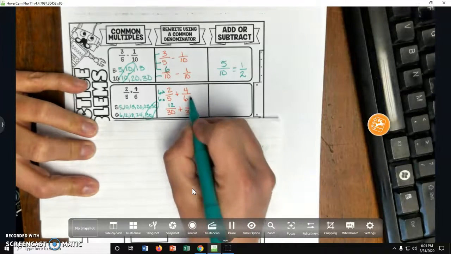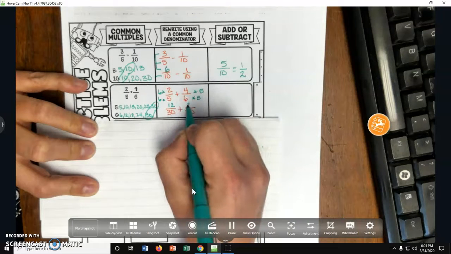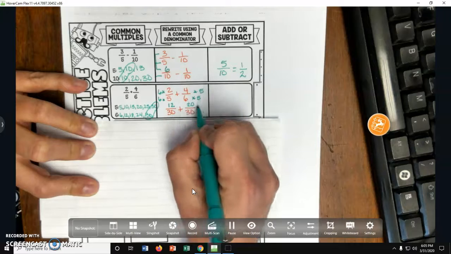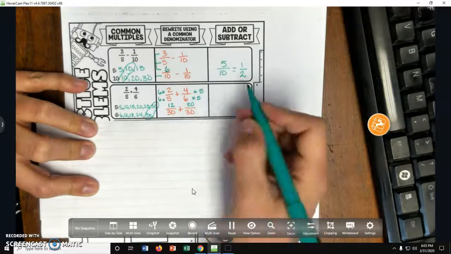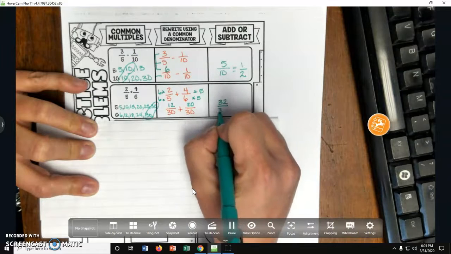Over here, what did I multiply 6 by to get to 30? I multiplied it by 5. 4 times 5 is 20. 6 times 5 is 30. Now I can add. 20 plus 12 is 32 thirtieths.